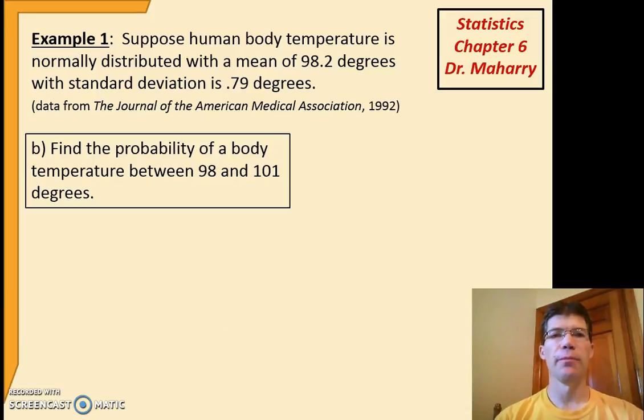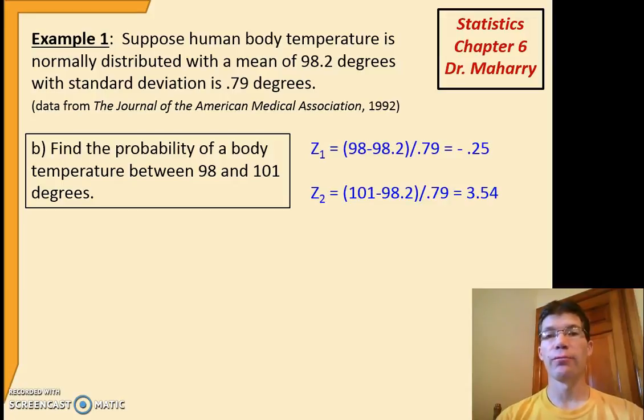Suppose I wanted the probability between two values. Again, I need to take the 98 and 101 and think of them in terms of how many standard deviations above and below the mean these values are. So here I have two z-values. 98 minus the mean over the standard deviation, 101 minus the mean over the standard deviation. So 98 is about a fourth of a standard deviation below the mean. 101 is about 3.5 standard deviations above the mean.